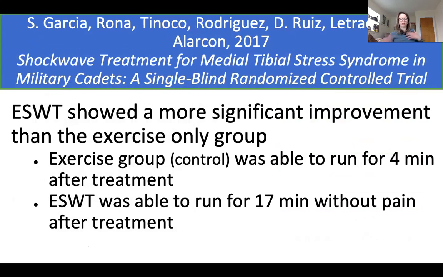Extracorporeal shockwave therapy actually showed a more significant improvement in the treatment group than the exercise-only group. The exercise-only group was only able to run for about 4 minutes, and the extracorporeal shockwave therapy group was able to run about 17 minutes. It's important to note that for a patient to receive this type of treatment, they have to see a physician that has been trained in extracorporeal shockwave therapy, and it takes more than one session. So it's not exactly the easiest thing to get or pay for, just because it has to be done in such a controlled setting.